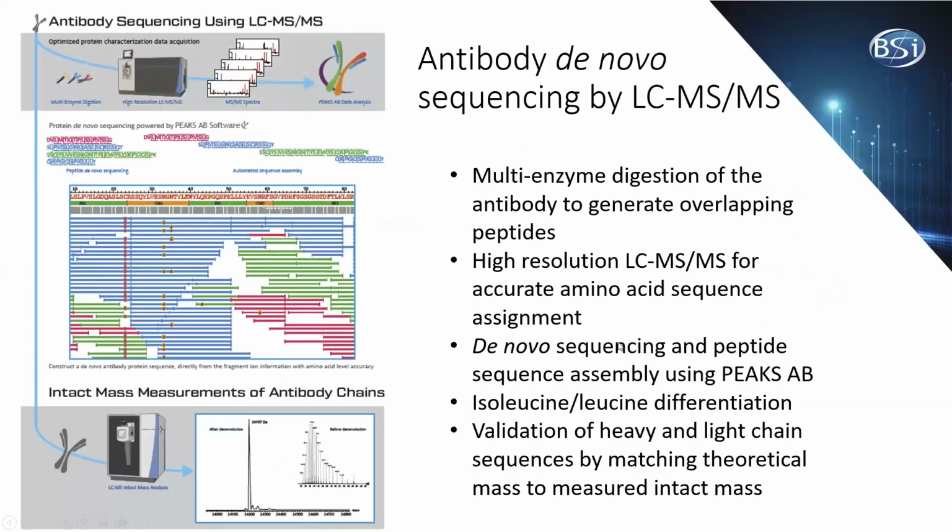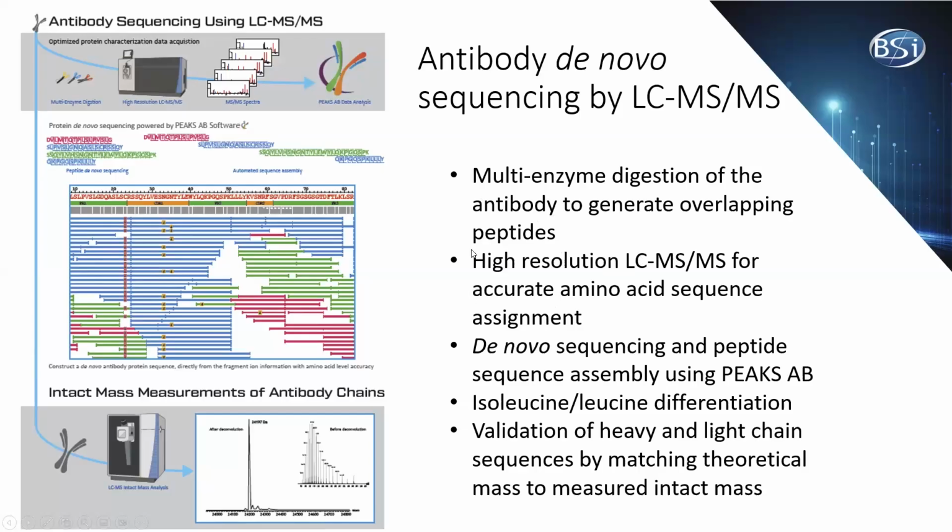So in order to sequence antibodies using LC-MS data, we first start by doing multi-enzyme digestion. So we choose 3 or more proteases in order to digest the antibody and generate overlapping peptides. Next, we'll inject these peptide digests into a high-resolution mass spectrometer like an Orbitrap.